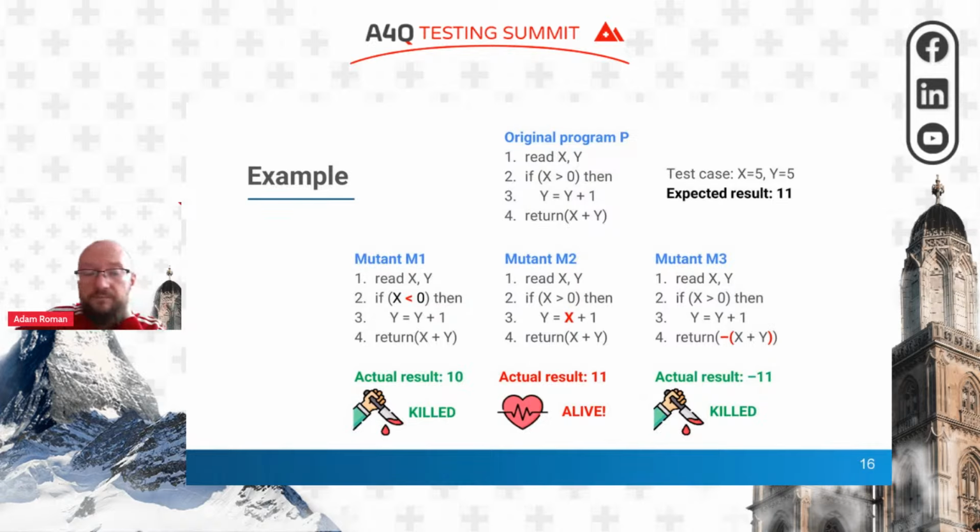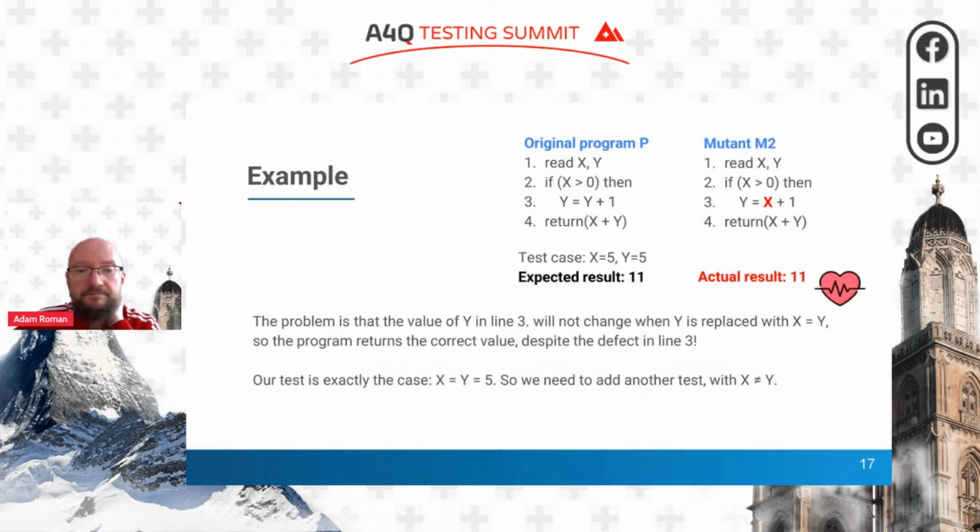So our test case was able to detect these mutants. But for M2, the actual result is the same as the expected one. So our test case didn't detect anything wrong, because the actual result is as we expected, right? It's 11, as it should be. Why is it so?